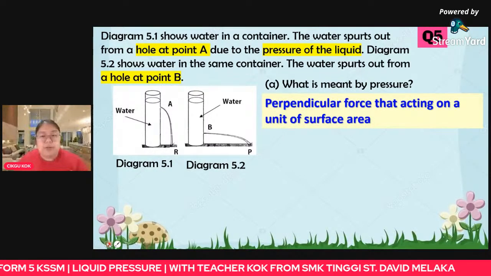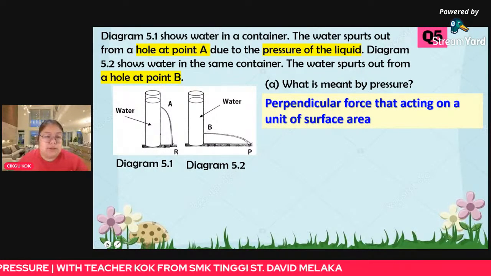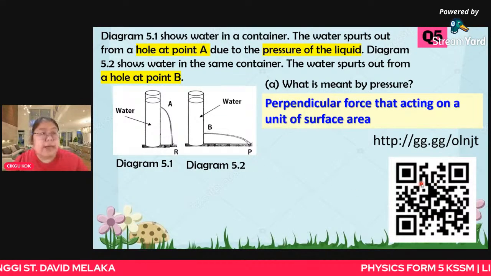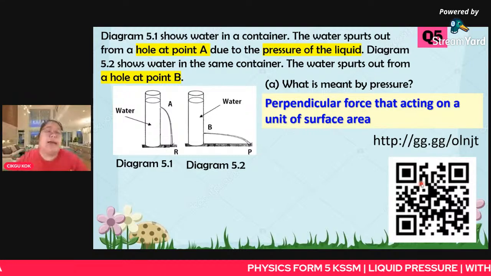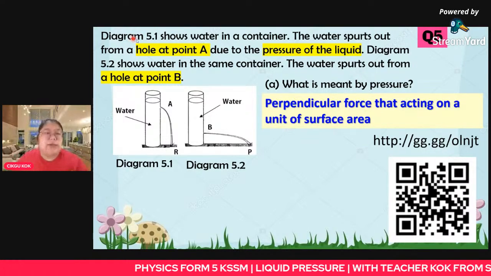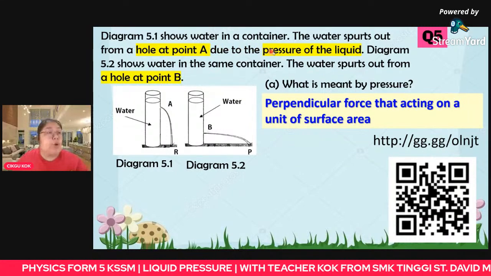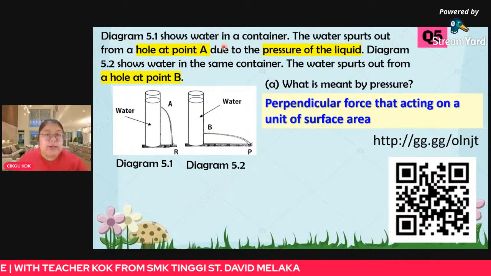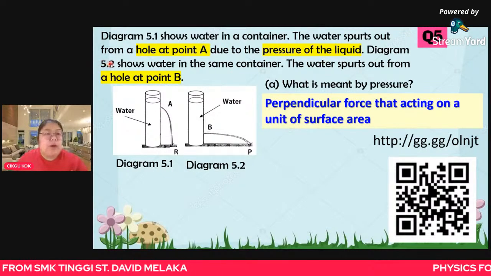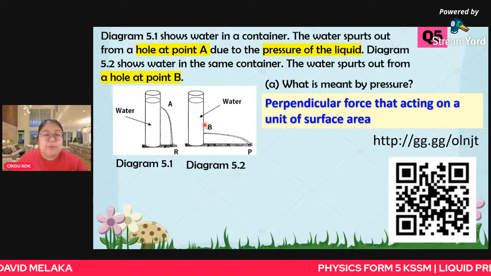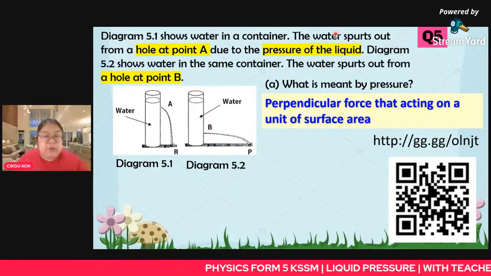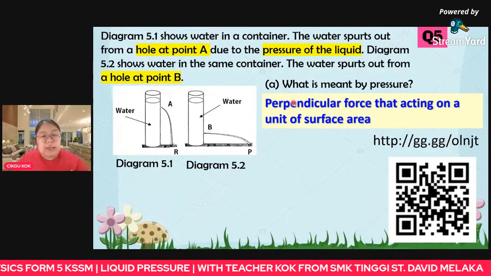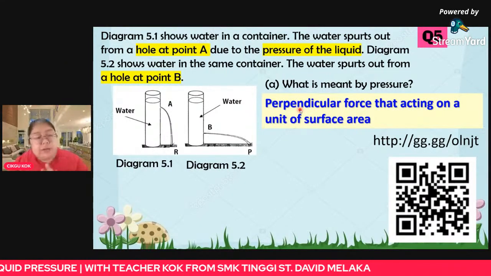From here, I'll show the link first. This should be the link for this question. Students, you can get the link from just now, or you can scan it here. Let's see the question first. 5.1, they show the water in the container. The water pours out from the hole at point A due to the pressure of the liquid. Another one is also the same, but now the point is at the bottom. Same container, now the water spills out from the hole at point B. The first question, they ask you what the meaning is first. They never ask about comparison first.